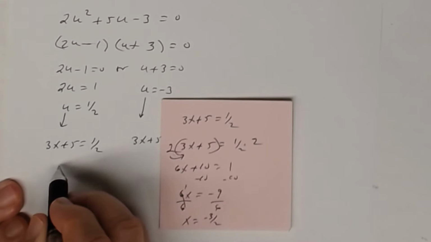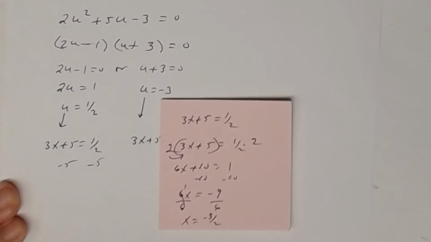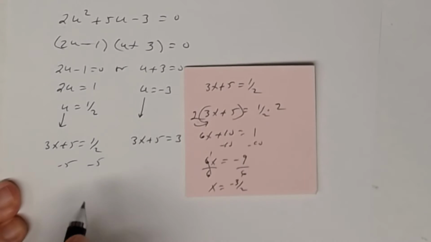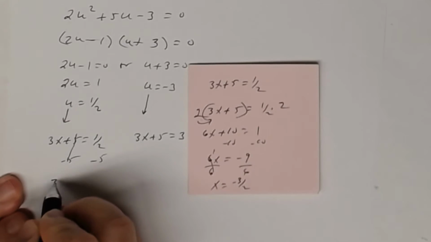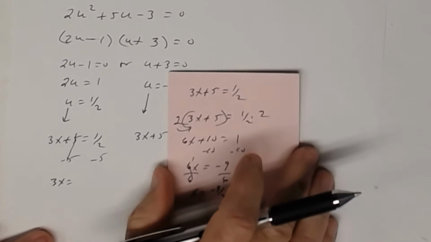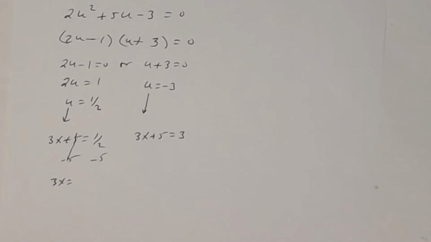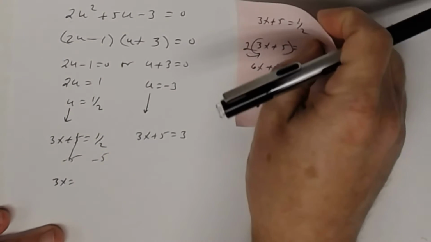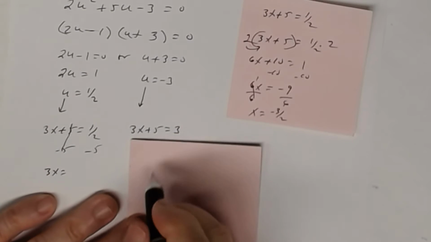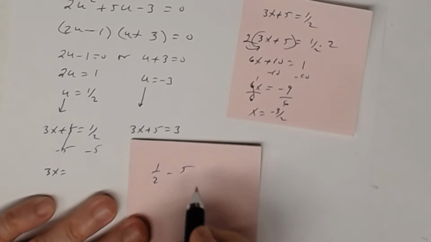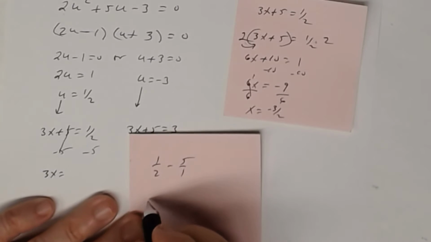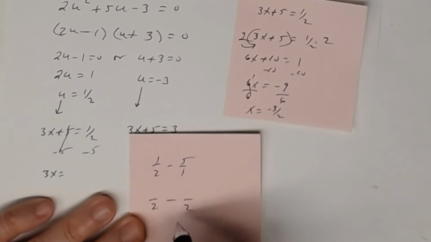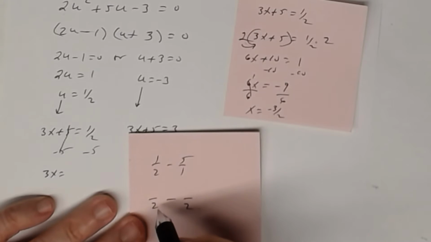Another way you could do this is actually subtract 5 from both sides. When I do that, combine like terms, 5 and negative 5 is 0. So you get 3x equal, and there you have to figure this out now. You have 1 half, subtract 5, which is 5 over 1. The least common denominator is 2, so I'm going to write 2 fractions with a denominator 2. I've got to write equivalent fractions now.